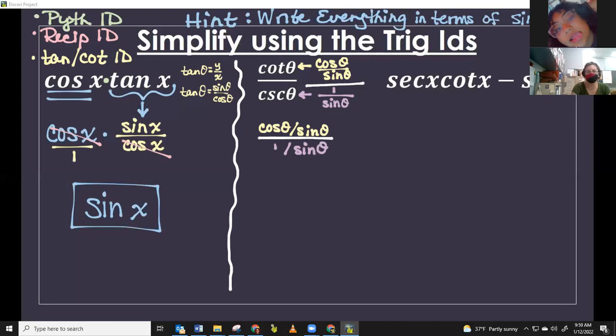I've got this horrible to look at compound fraction. I really don't want it to be a compound fraction anymore. So cosine theta over sine theta. What could I do with this denominator so that I didn't have a fraction in the denominator? How can I get away from dividing by a fraction? Multiply by the reciprocal. Yes. We're going to multiply by the reciprocal.